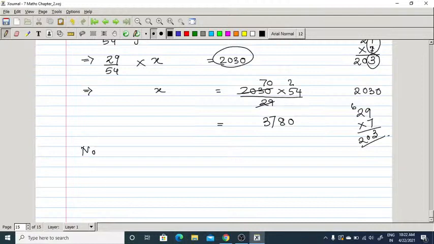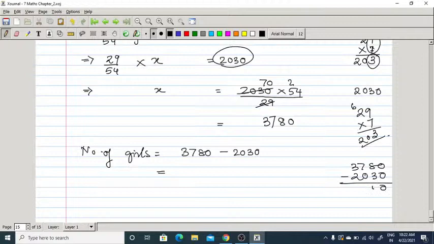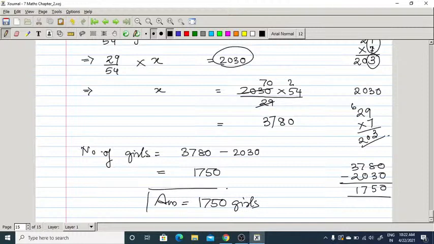Okay. So number of girls is equal to 3780 minus 2030, which is 1750. So your required answer is 1750 girls. Okay. Yes, thank you.